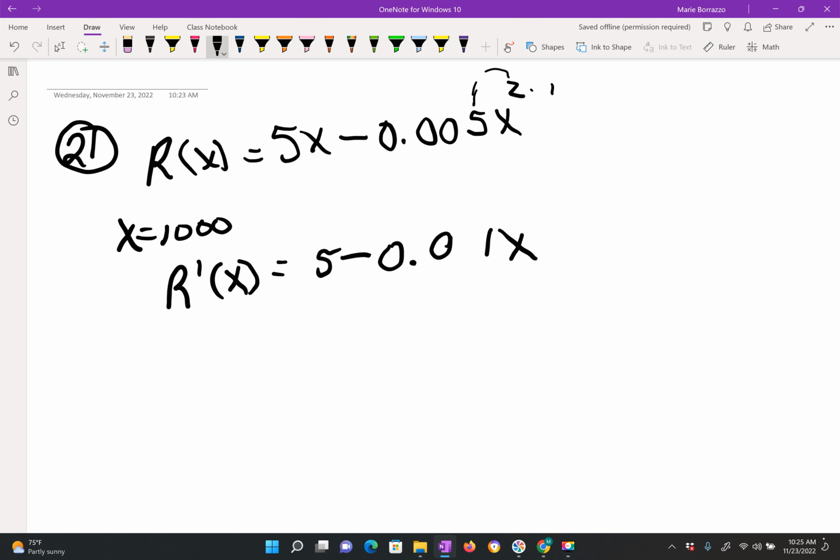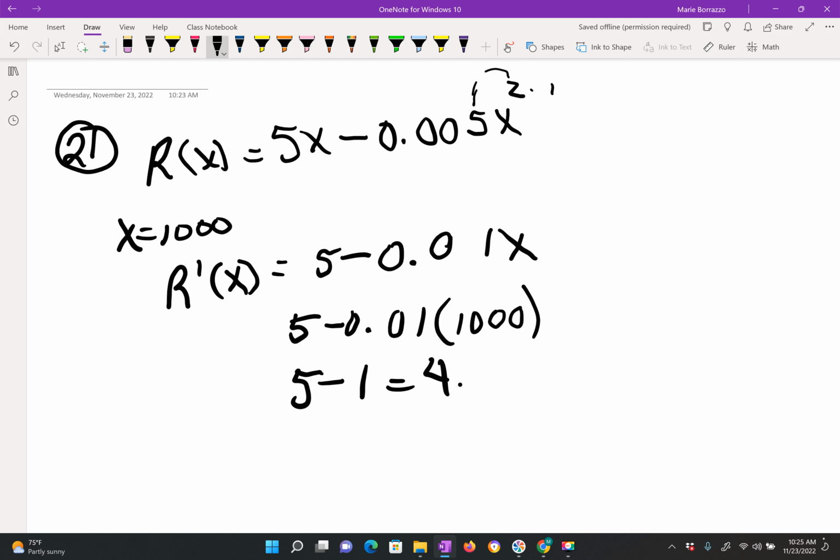So 0.005 times 2. Yeah, so it's 0.01, my mistake. So the idea here is if we're checking this at 1,000, we're going to do 5 minus 0.01 times 1,000. And in this case, I'm getting 5 minus 1. So it should be $4.